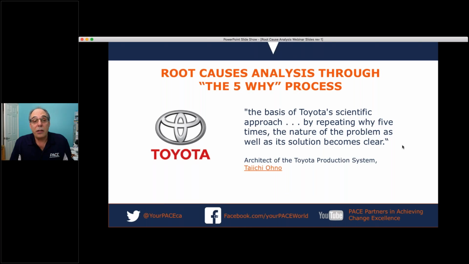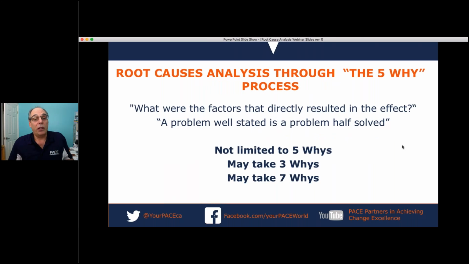So root cause analysis through the 5 Whys is based on something that was created by a fellow named Taiichi Ohno, who's the architect of the Toyota Production System. I don't know if you've ever heard of TPS. That's based on Toyota's scientific approach: by repeating the word why 5 times, the nature of a problem as well as its solution become clearer. Now, we'll get into that a little bit more.